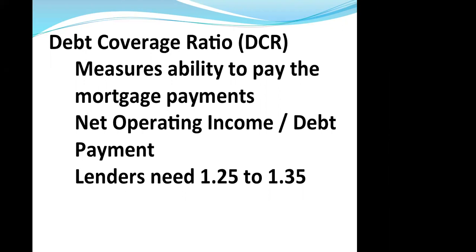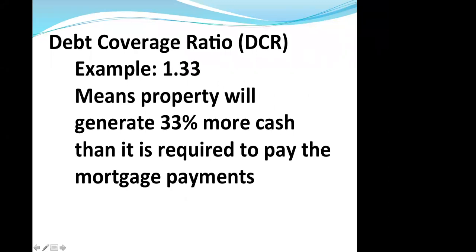Now, why is this important? The reason why this is important is because, let me give you an example. If we do the math of your net operating income divided by the mortgage payment, and for instance, you get 1.33, what this means is that you will have an excess of 33% more cash than what is required to pay the mortgage payment. So that is why this ratio is so critical. Banks want you to have at least 25% more cash in reserves every single month than what you require to keep up the property and pay all the expenses, including the mortgage. In other words, you've got to have a positive cash flow.